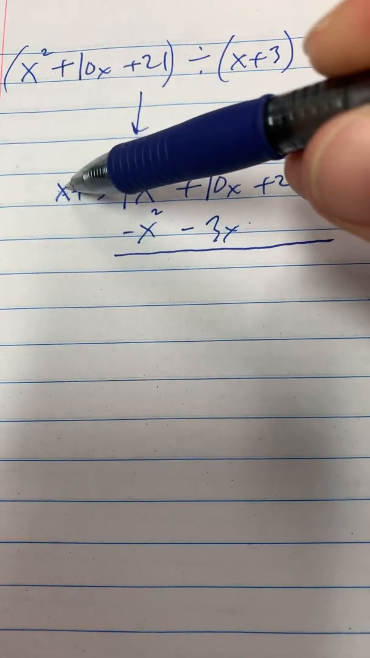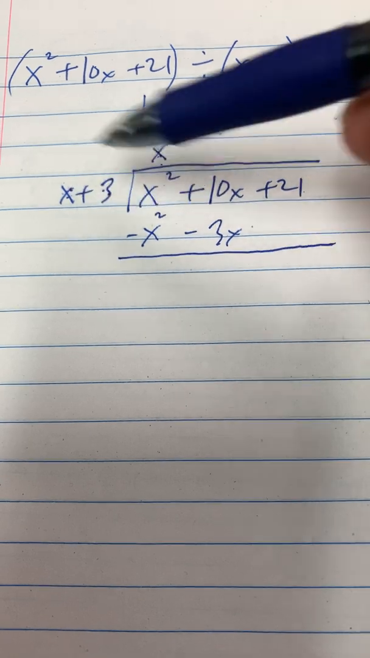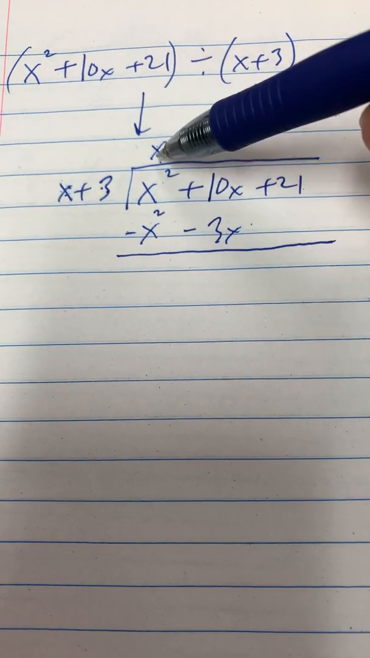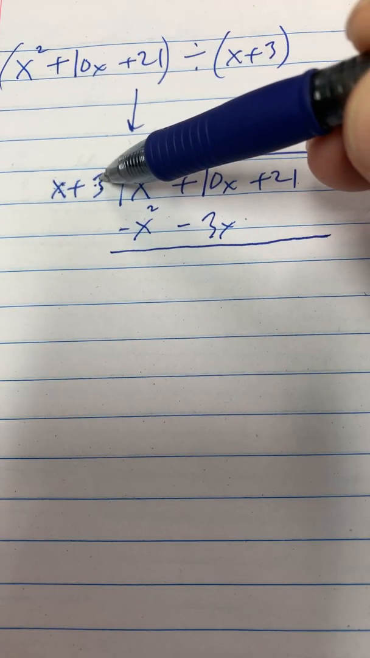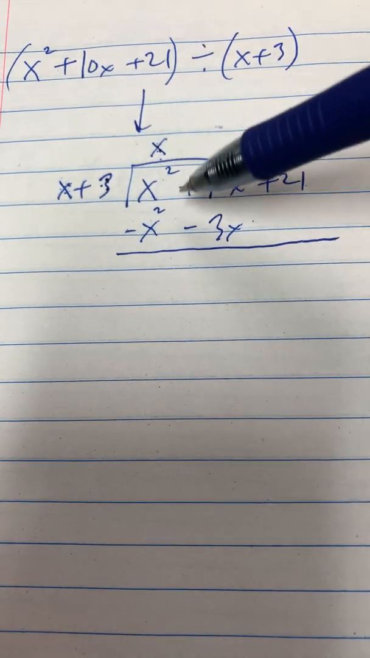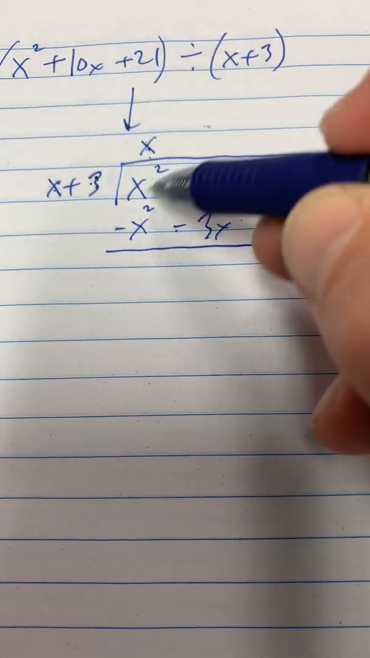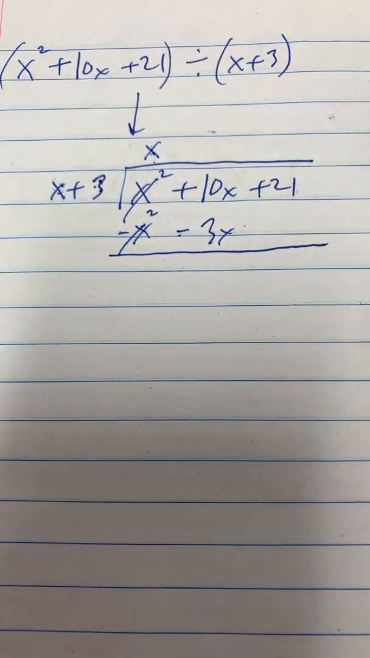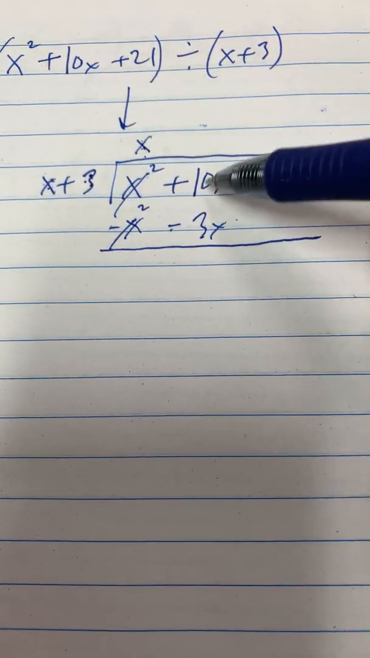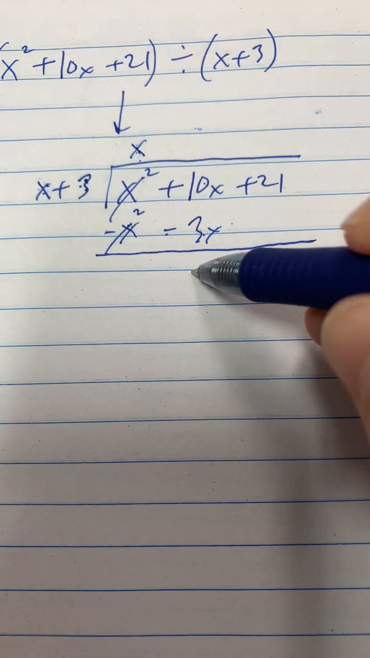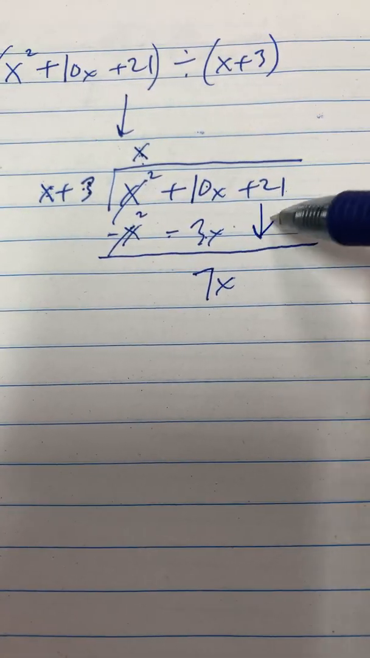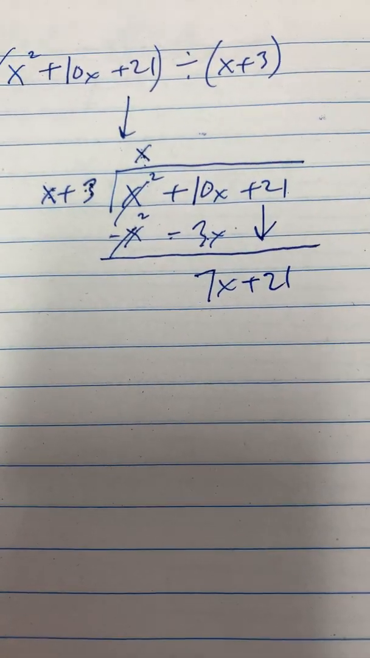So x times x, again, would normally give me positive x squared, but I'm going to change that sign to negative x squared. x times 3 would normally give me positive 3x, I'm going to make that negative 3x. So x squared minus x squared cancels out, gives you 0. 10x minus 3x gives us 7x, and then I'm going to bring down this positive 21.